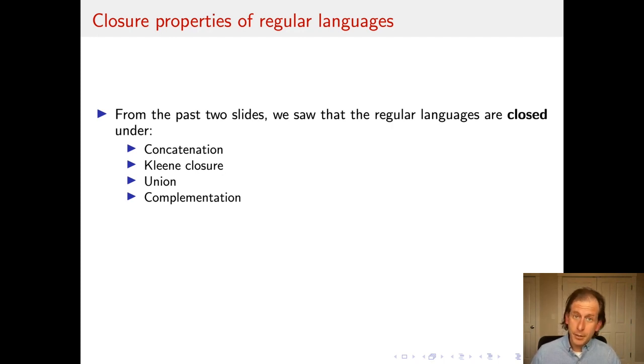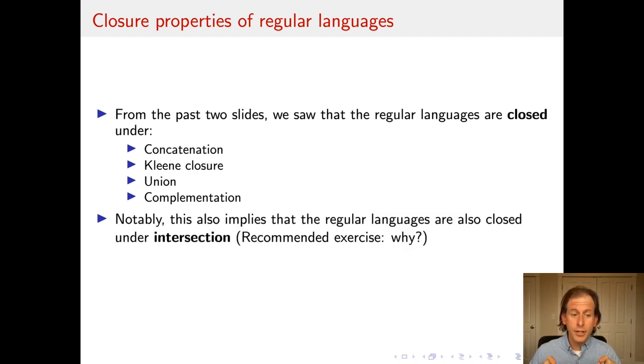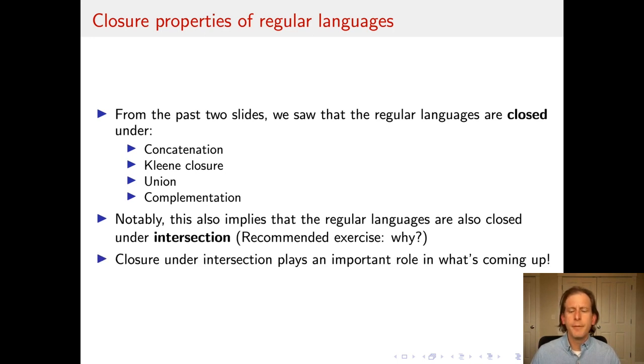It turns out that there's another important property that they have, which is closure under intersection. And I'm not going to explain this to you here. I'm going to give you as an exercise, try to figure out why this is going to be the case from everything that we've covered. This is going to be important going forward. And so remember these closure properties of regular languages.